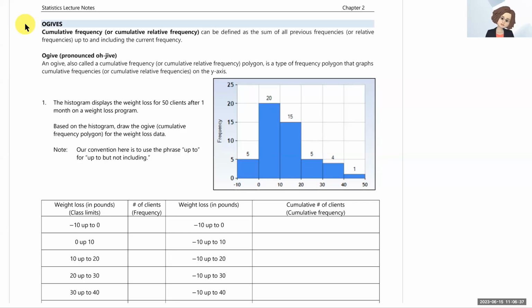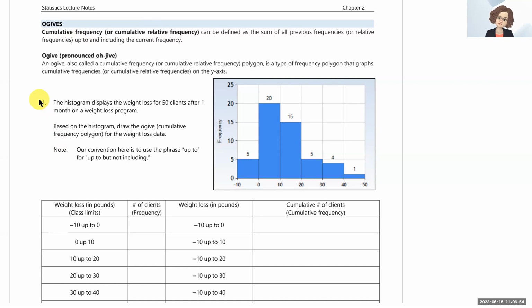Welcome. We are going to now take a look at a graph called an ogive. An ogive is also called a cumulative frequency polygon, and we could also work with relative frequencies, but in this first example, we'll work with frequencies. So let's just jump in with this example.